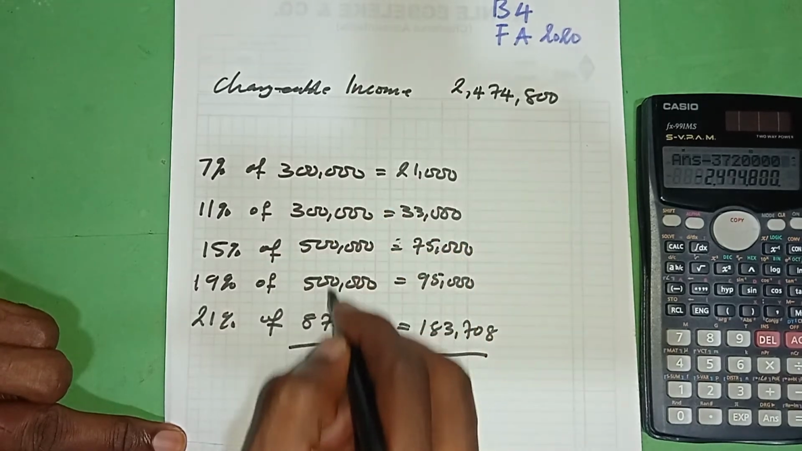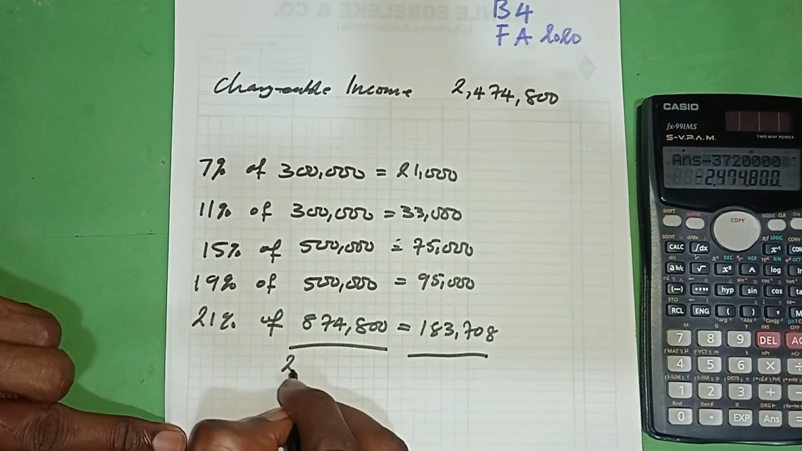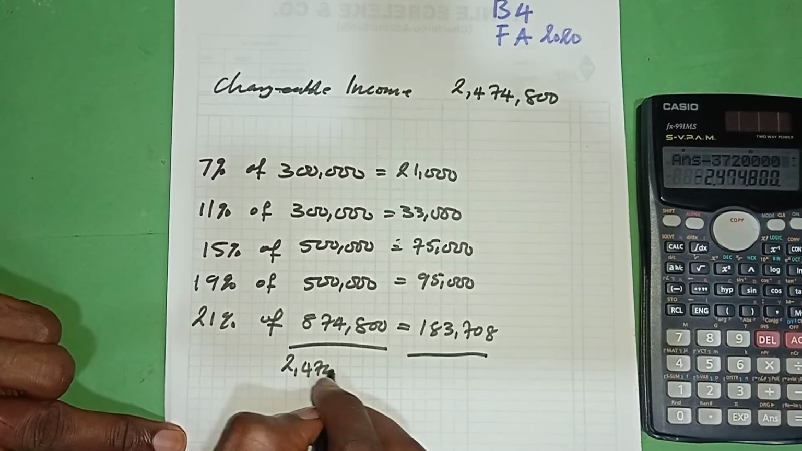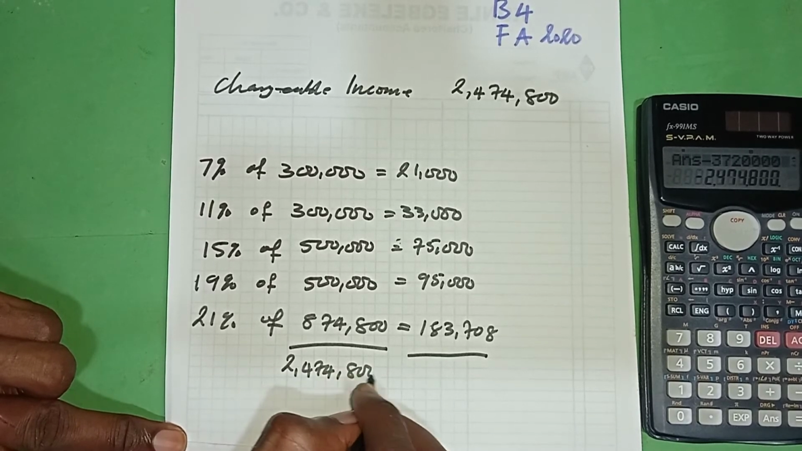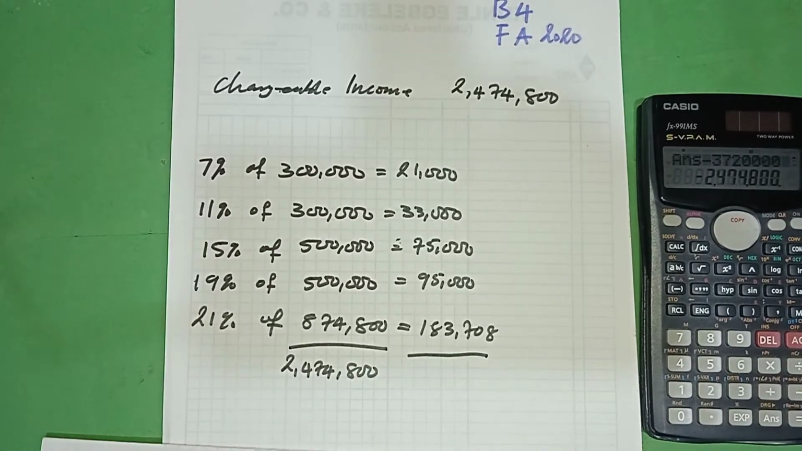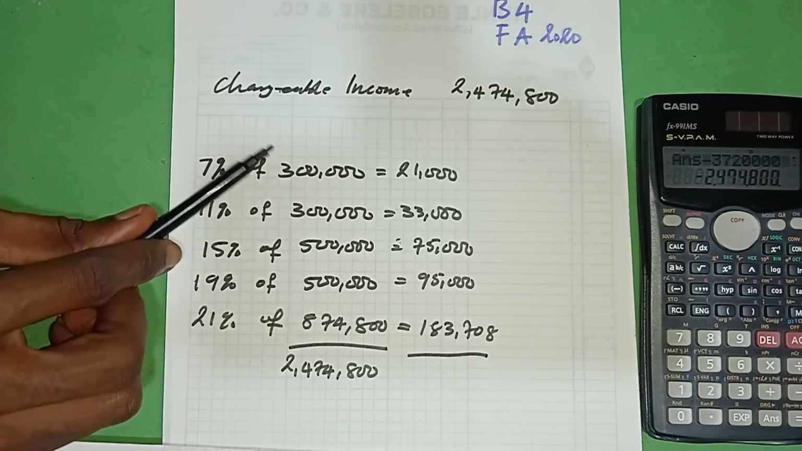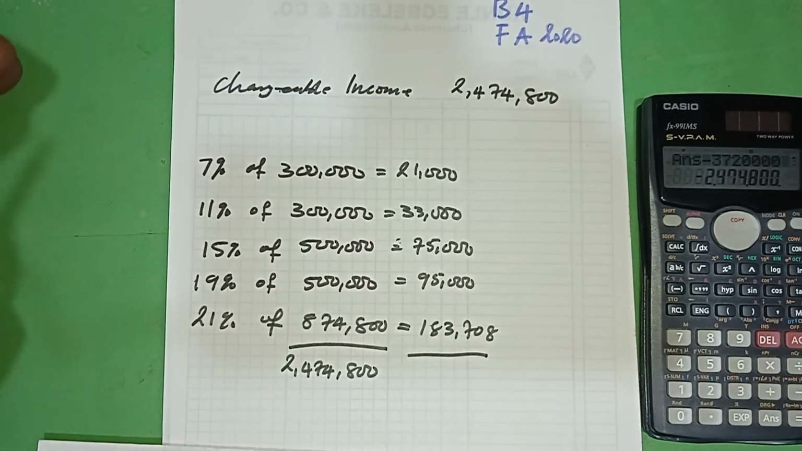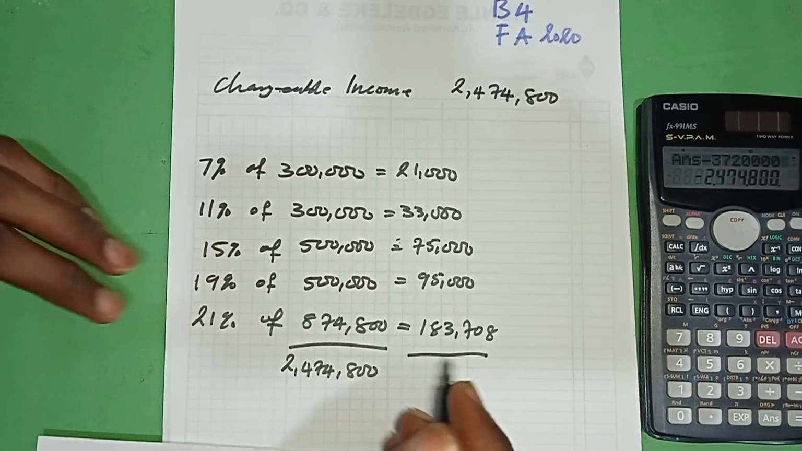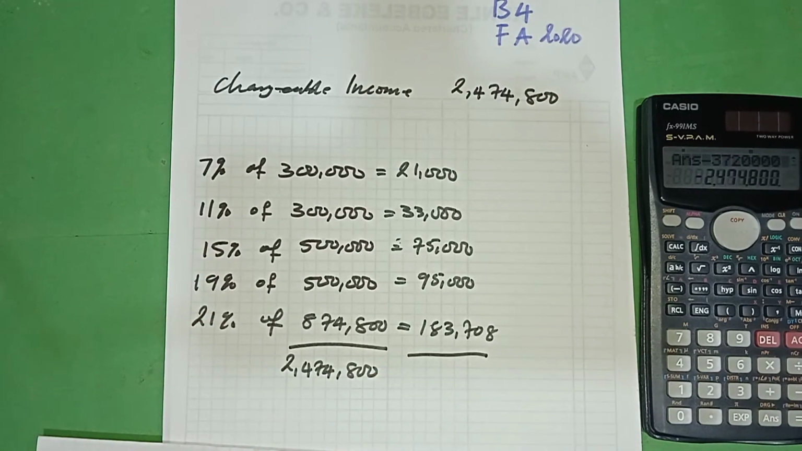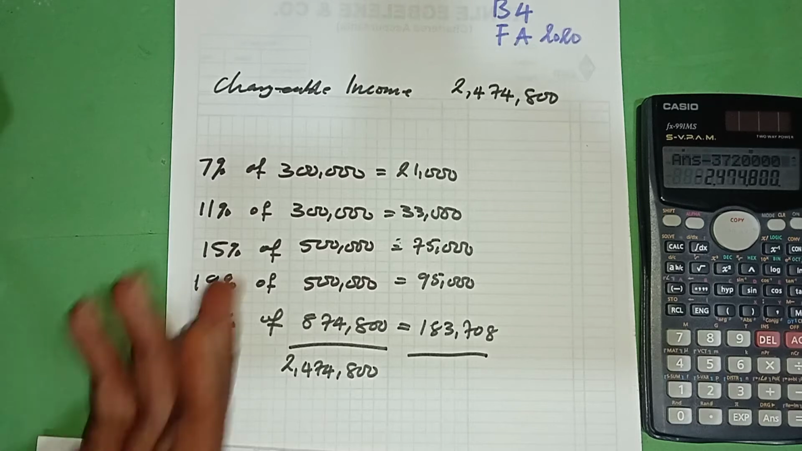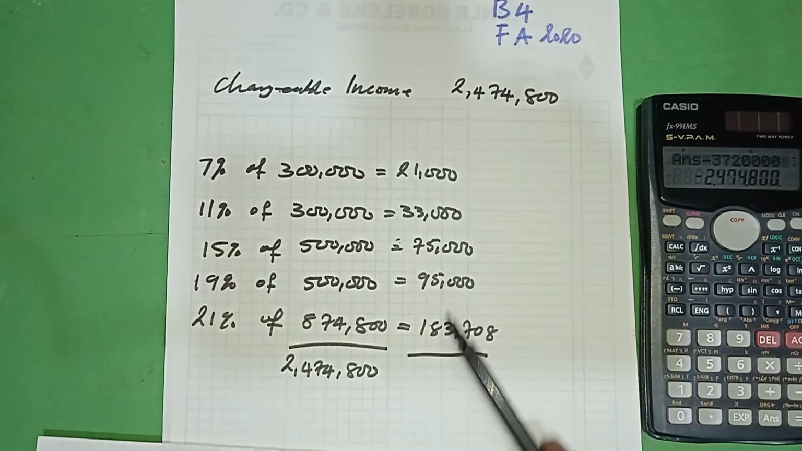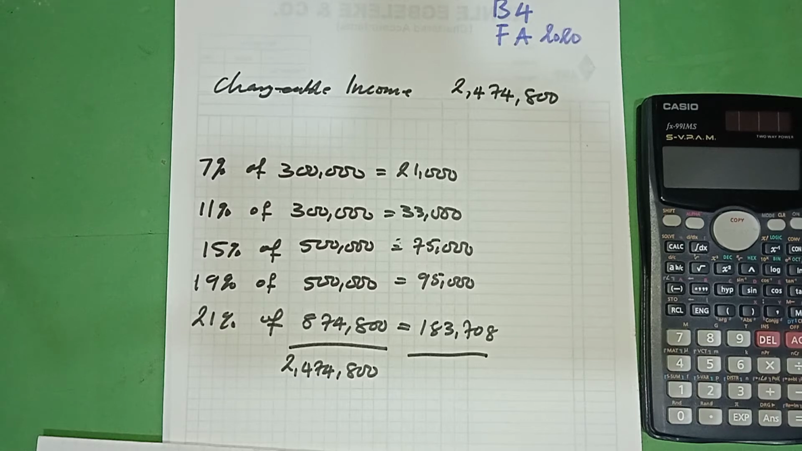Once you add all this, it is going to give you 2,474,800. That is the chargeable income. So this figure here must equal what you have as your chargeable income. Now, let us check the amount we are going to pay. This is the amount we've charged for the tax. Let's see how much we are going to pay.